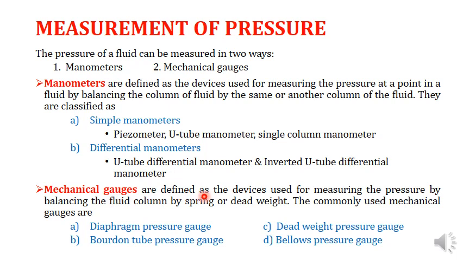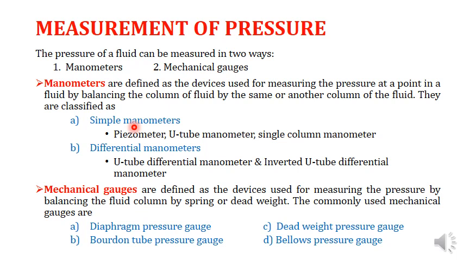Mechanical gauges are defined as the devices used for measuring pressure by balancing the fluid columns by spring or dead weight. The commonly used mechanical gauges are the diaphragm pressure gauge, the Bourdon tube pressure gauge, dead weight pressure gauge, and bellows pressure gauge. Okay, so some types of pressure gauges we will discuss under the heading of mechanical gauges, and all types of manometers we will discuss in detail, with the derivations and the working also.